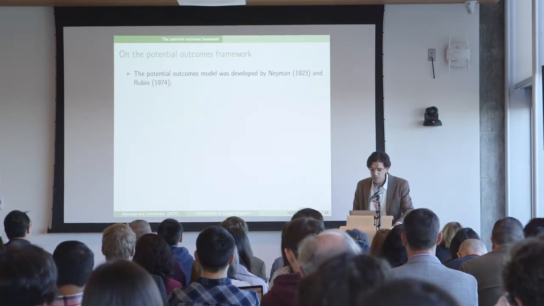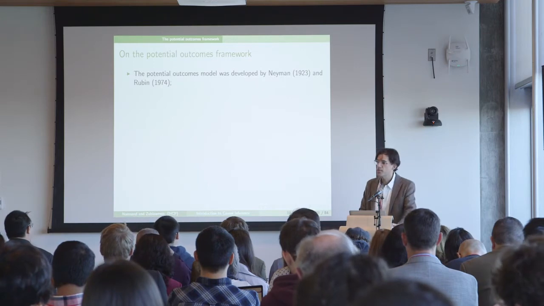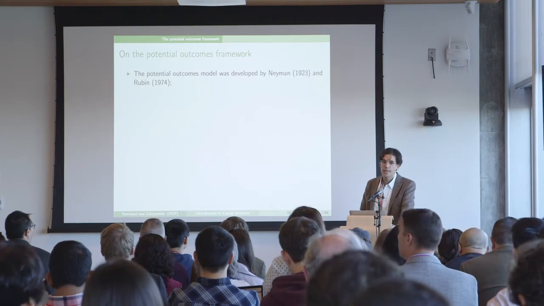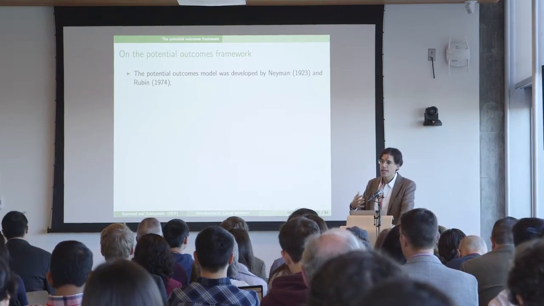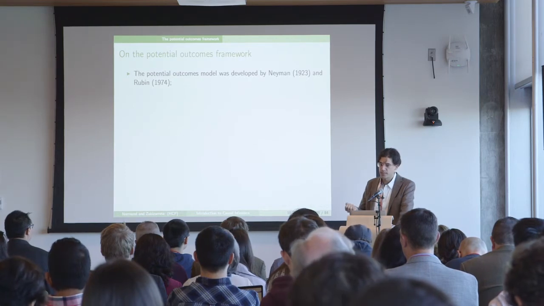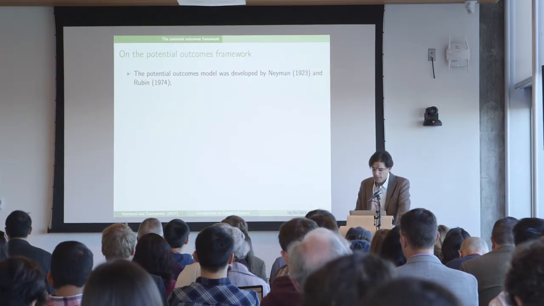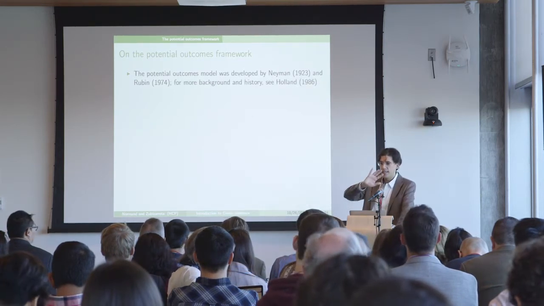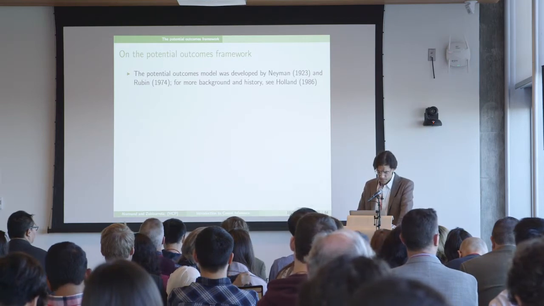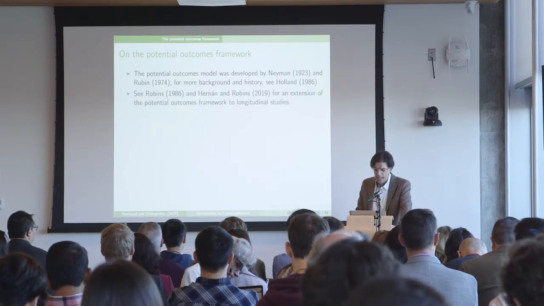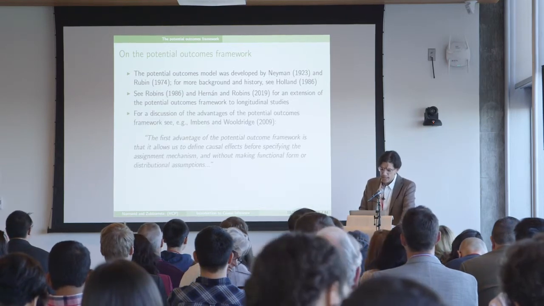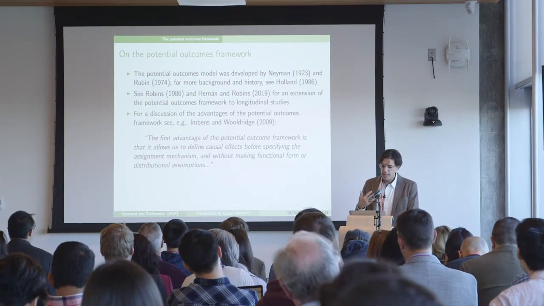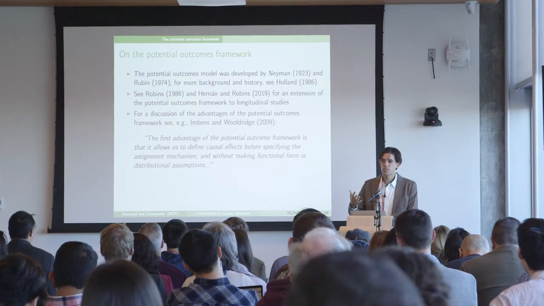And I think this notation for causal inference is a triumph because it allows us to think carefully about causal inference and separate the quantities that we wish to estimate from the models and estimators that we use to estimate those quantities. The potential outcomes framework was developed by Neyman and Rubin, and Holland has a very nice paper discussing this potential outcome framework. Robins and Hernan have extended this framework to longitudinal studies, and Imbens and Wooldridge, in a very nice econometrics survey paper, discuss the advantages of this potential outcomes framework.